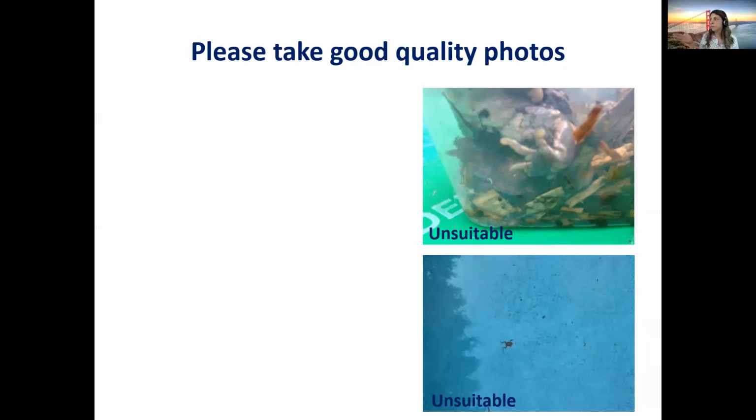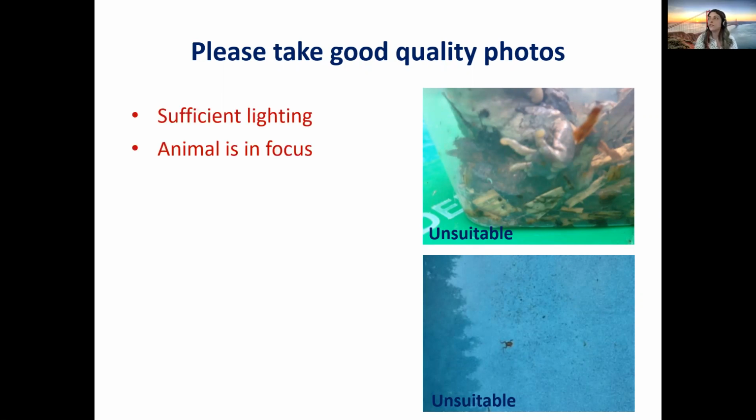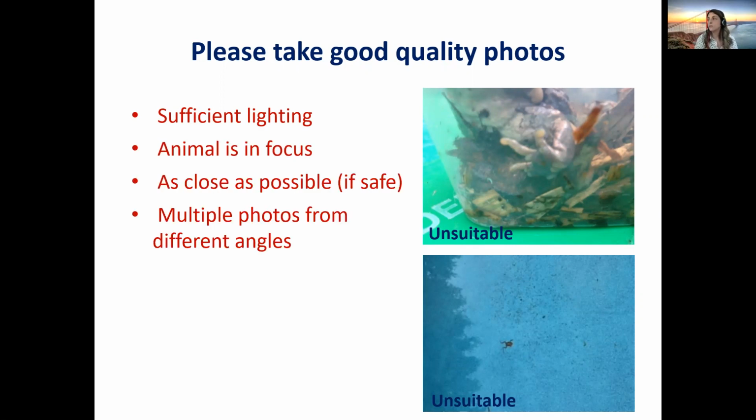So here are some examples of unsuitable photos that we've had come through. It's very difficult to determine from these pictures if that's a native animal or not. So we need sufficient lighting, the animal in focus, and for you to get as close as possible, with multiple photos in case we need to get back in contact with you.